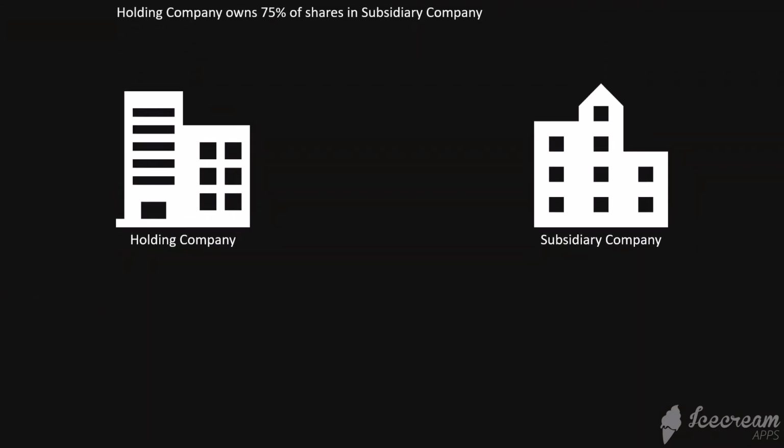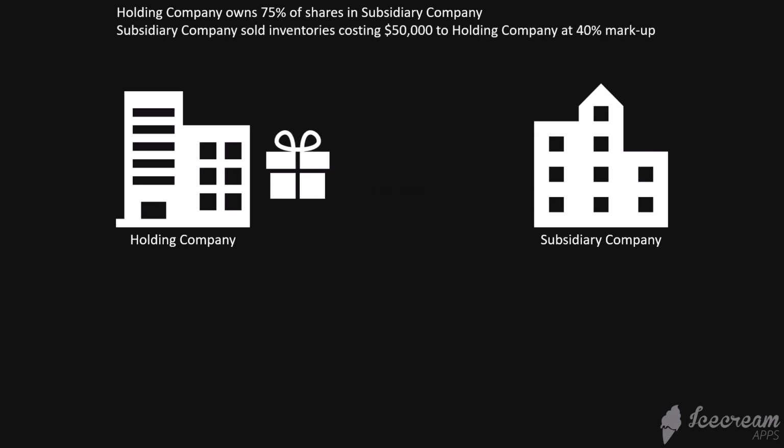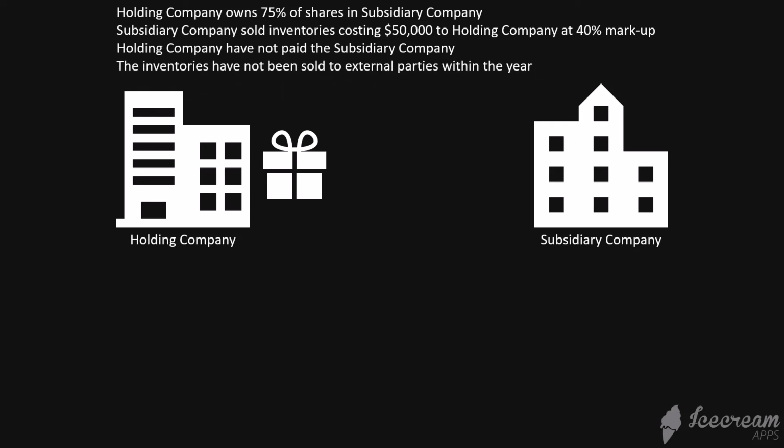So in this example, we will assume that the holding company owns 75% of shares in the subsidiary company. The subsidiary company sold inventories costing $50,000 to the holding company at 40% markup, which is $70,000 if you take 140% multiplied by $50,000. The holding company have not paid the subsidiary the amount owing, and the inventories have not been sold to external parties yet.